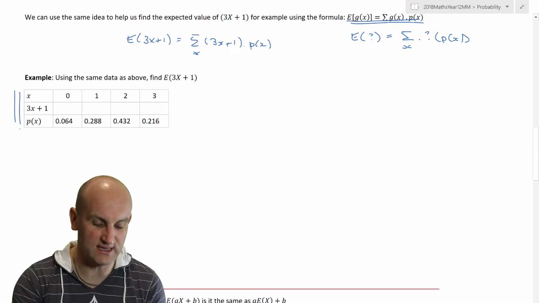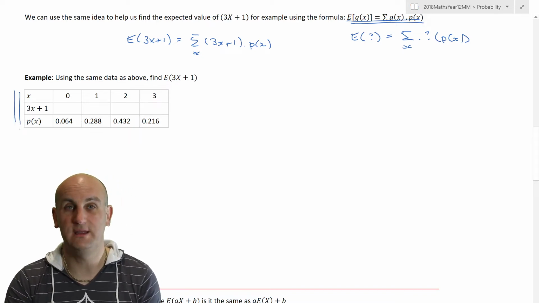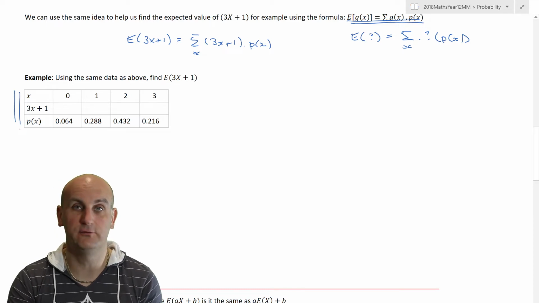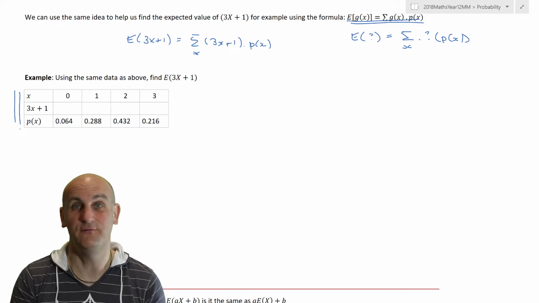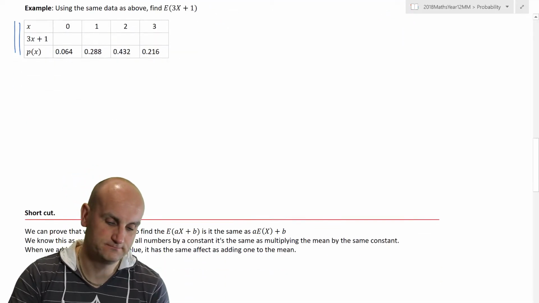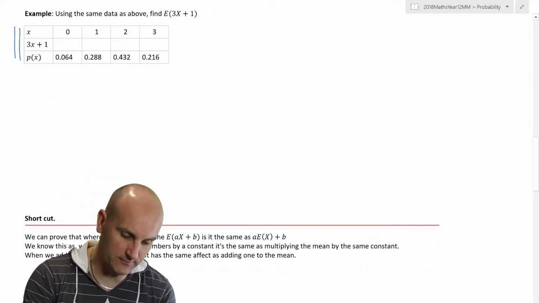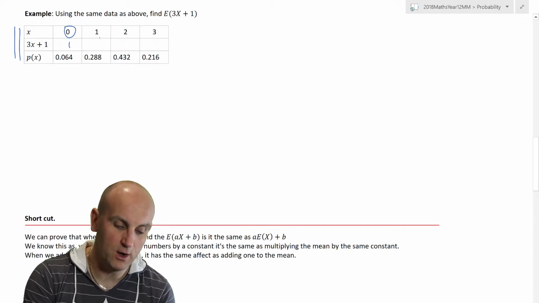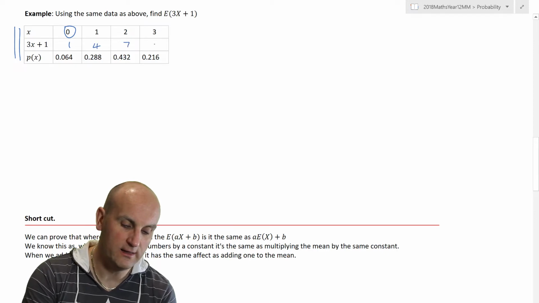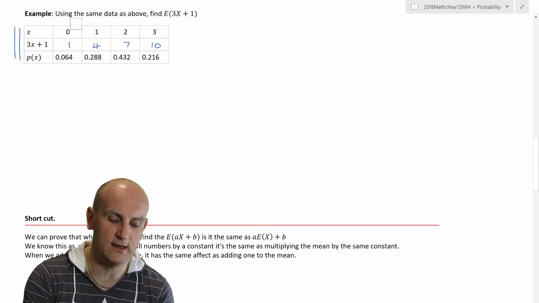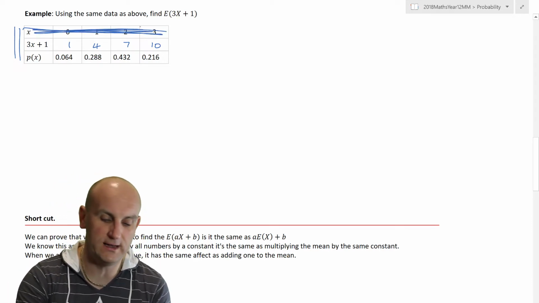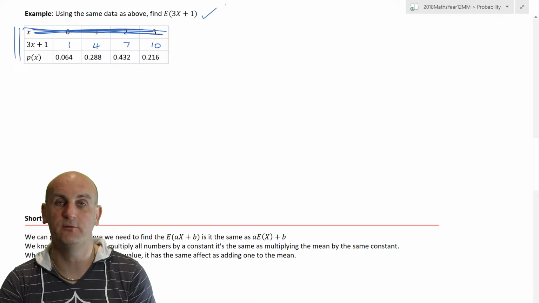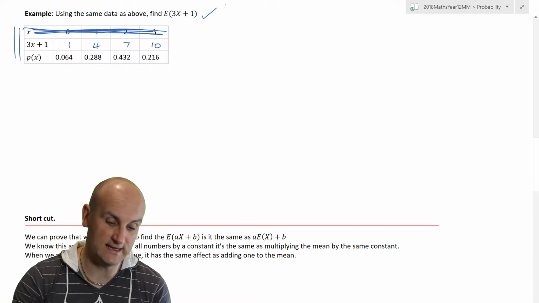Well, again, we have a table. And it just so happens that 3x plus 1 means take the original x values, which were 0, 1, 2, and 3, multiply them by 3, and add 1, and then effectively repeat the process. So I've already set up my table. I'm going to multiply 0 by 3 and then add 1, which gives me 1. 1 times 3 plus 1 is 4, that's 7, and that's 10. So now I'm not going to use these values anymore, because I want to find out my expectation of 3x plus 1. How do I do that? Well, exactly the same as I did.